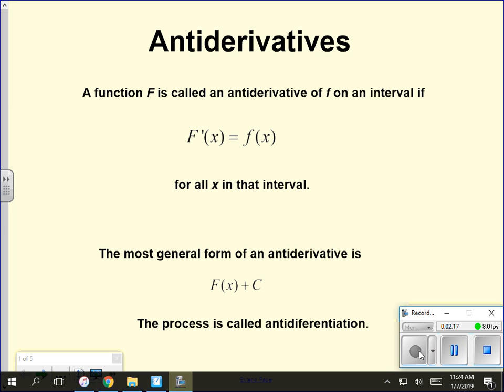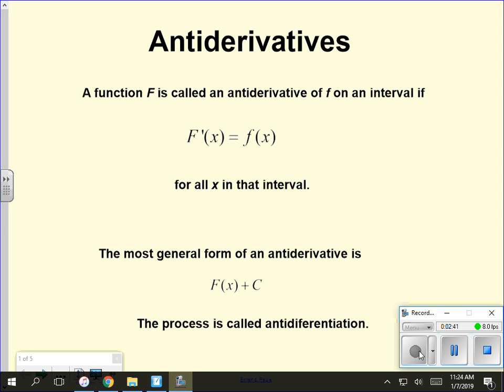Because the derivative of x squared, the derivative of x squared plus 3, the derivative of x squared minus 5, are all the same. How do we know which one is which? We can't assume it's just x squared. There might be a plus or minus some number other than 0. That's why we add the plus c until we know for sure.